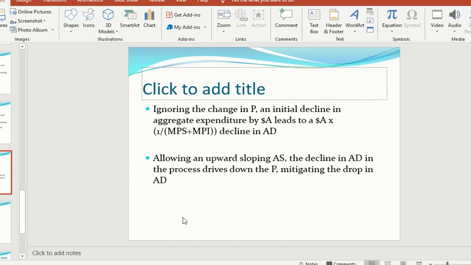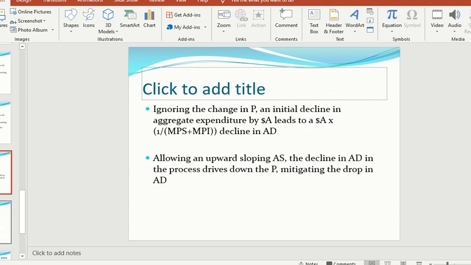Lastly, we will want to spend some time talking about the limitations of spending multiplier. The formula of spending multiplier is a very useful one. However, it has its limitation. It doesn't take into consideration the change in the price level. So that limits its implications.